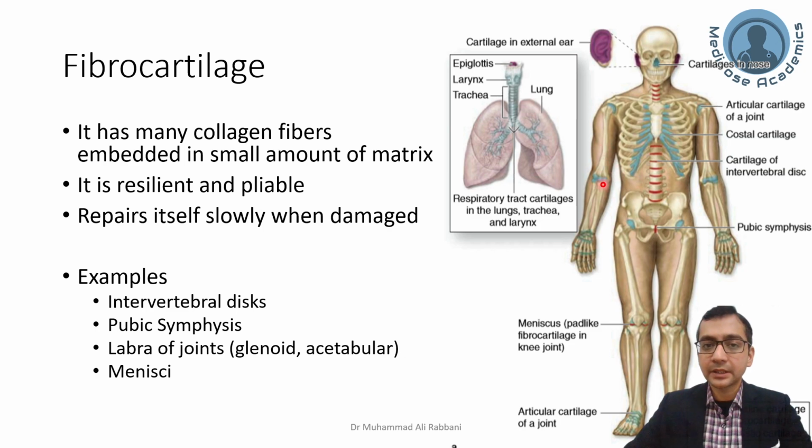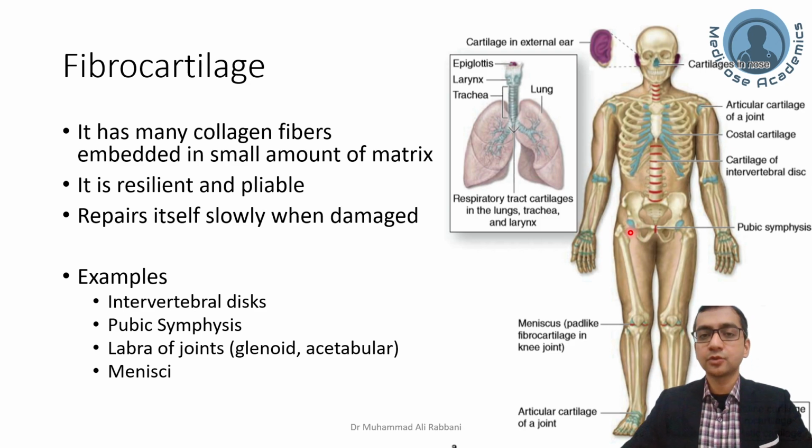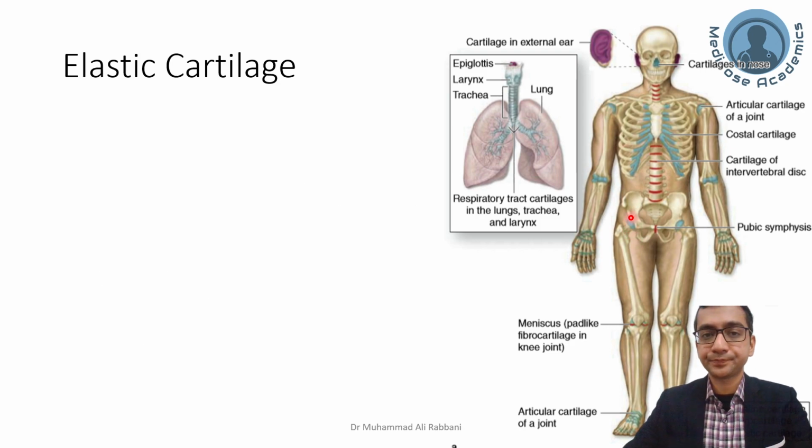All the discs and menisci present inside joints, like the knee, where there are menisci, are fibrocartilaginous discs. To deepen the sockets of the shoulder joint and the hip joint, there is the glenoid labrum here and the acetabular labrum here. Those are also fibrous cartilages.